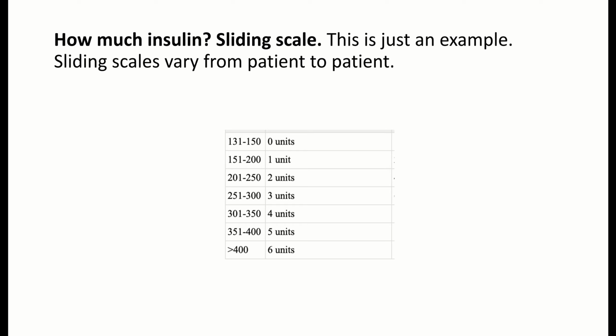So, how much insulin to inject? Intermediate and long acting insulin is typically given in fixed units. Short or rapid acting is typically based on a sliding scale. And in a sliding scale, the number of units of insulin will depend on the AccuCheck immediately before meals.